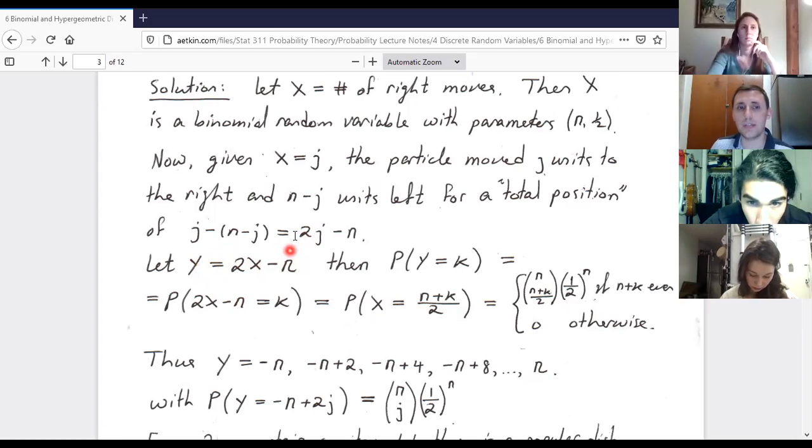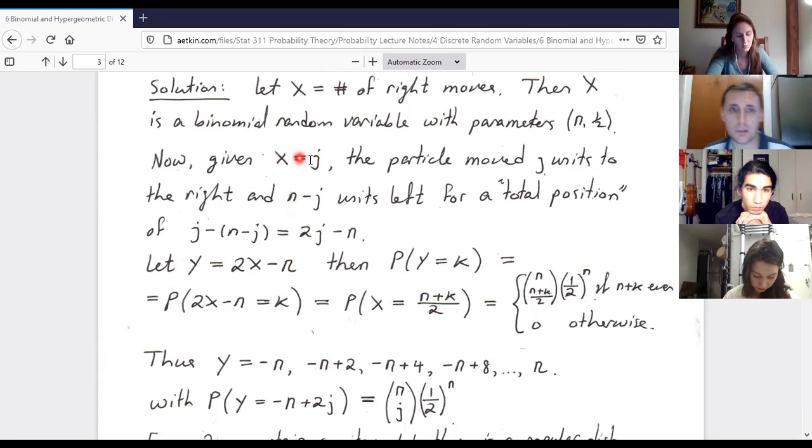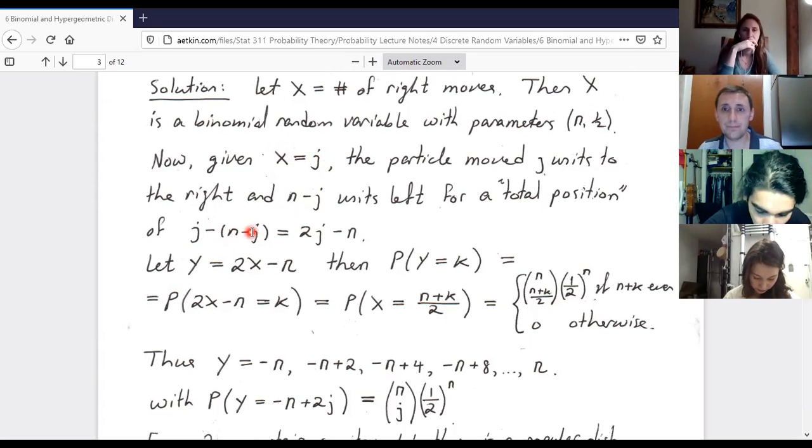Everybody asks why it's 2 times x, because x equal to j is the number of right motions, yes? So if I had 0 right motions, that means I only move to the left, right? So I convert binomial to position. So if I have x equal to j, that means that j minus (n minus j) is how many units I move to the right, which is 2j minus n. Everything makes sense? So y equals, yes?